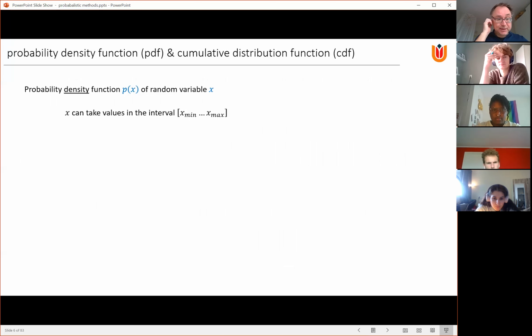So first, let's look at a random variable x and its probability density function p of x. For the probability density function, I will try to be consistent in using the lowercase p, and for the cumulative distribution function, I'll use the uppercase P. Our random variable x can take values on an interval, so it has a minimum value x min and a maximum value x max.